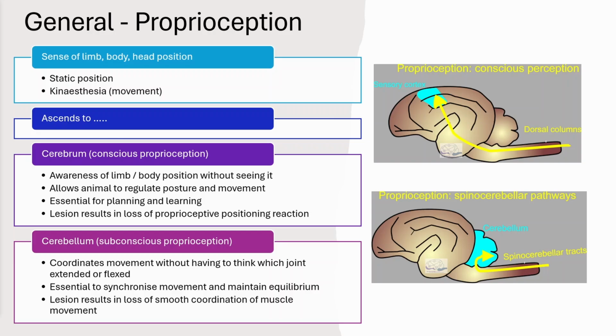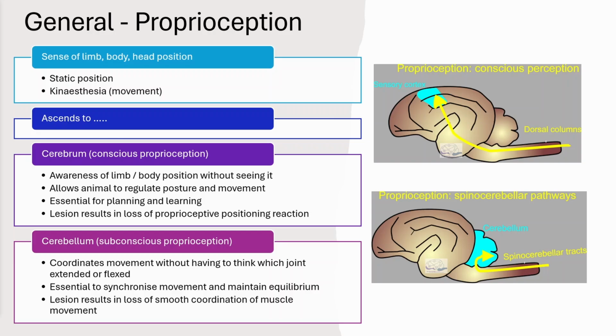Now we say conscious for the cerebrum, but actually you are not conscious of it. The adjustments to your body are made without you being aware of it. But it's referred to as conscious proprioception because of that destination in the sensory cortex, and it gives the brain an awareness of limb and body position without actually having seen the limb. It allows the animal to regulate their posture and their movement, which is essential for planning movements and also for learning more complex movements.